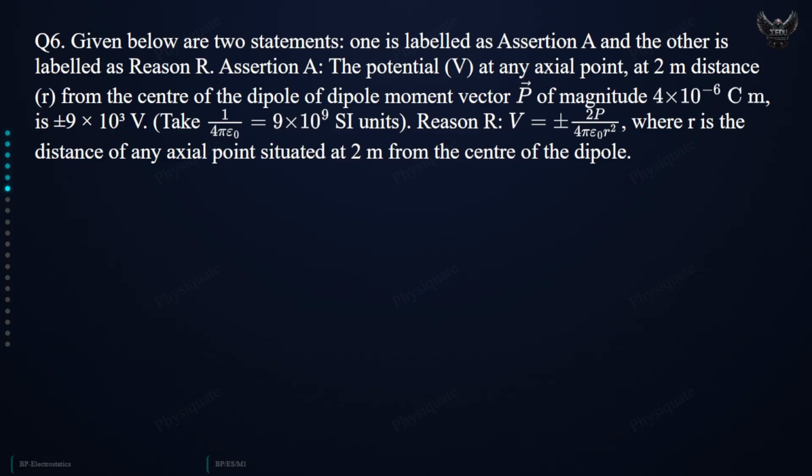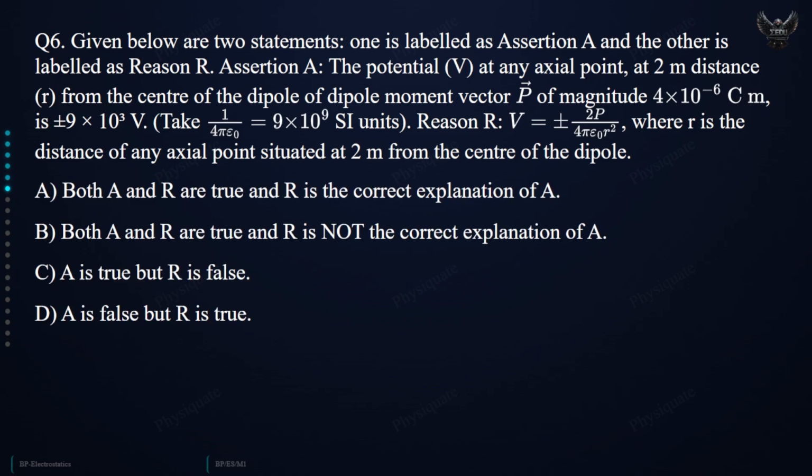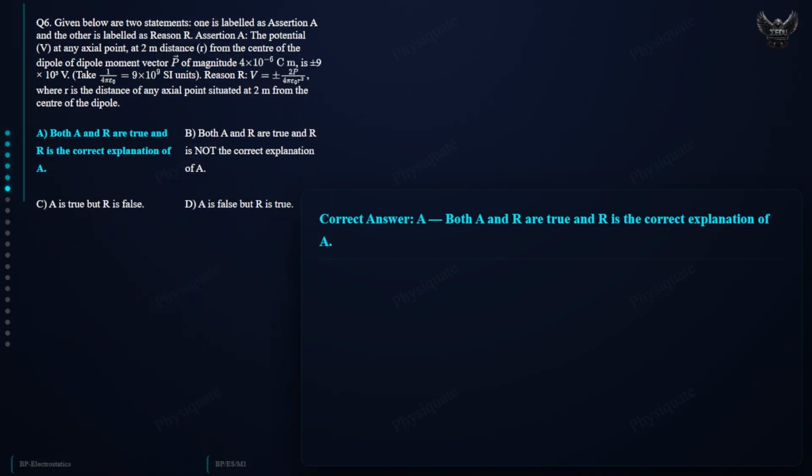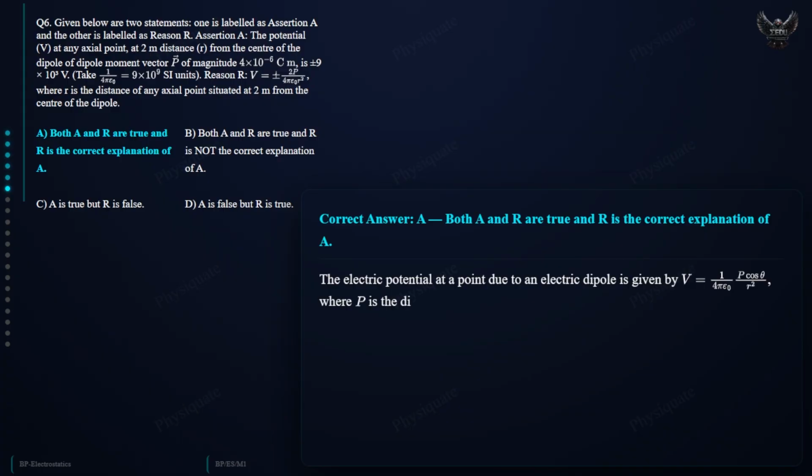Reason R: V equals plus or minus 2p divided by 4 pi epsilon 0 r squared, where r is the distance of any axial point situated at 2 meter from the center of the dipole. Correct answer is option A. The electric potential at a point due to an electric dipole is given by V equals 1 divided by 4 pi epsilon 0 times p cos theta divided by r squared, where p is the dipole moment and r is the distance from the center of the dipole. Now let us consider electric potential due to dipole.